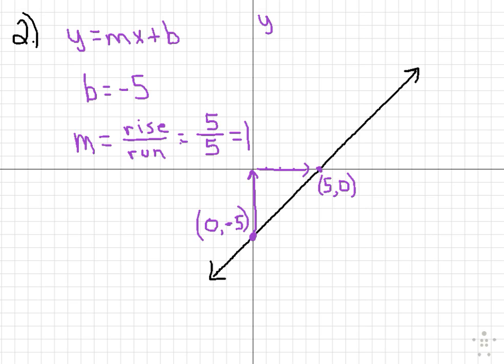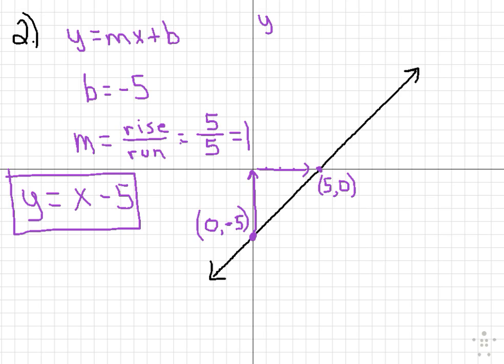So my equation then is going to be y equals 1x, or just x, and then my b was negative 5. So y equals x minus 5. So that's your answer there to number 2.